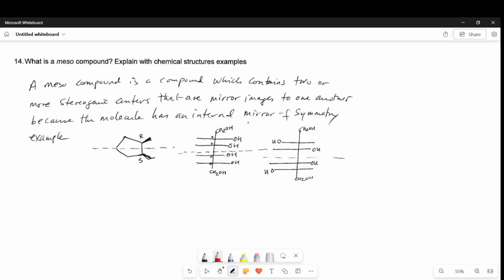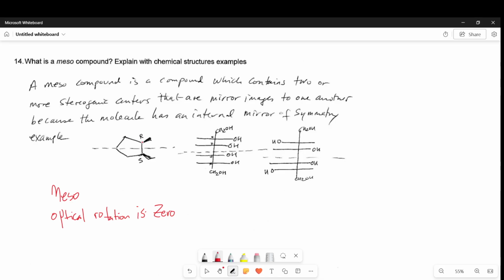mirror of symmetry. For example, in this case, if you measure the optical rotation of a meso compound, it is totally zero, because the rotation is 0, because it's basically a racemic mixture, but in a sense it is within the same molecule.